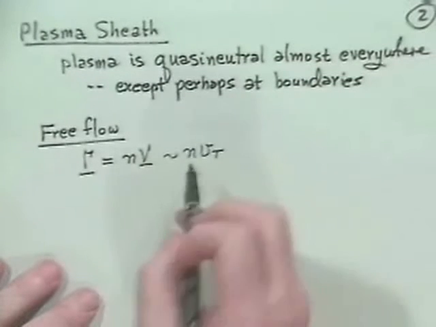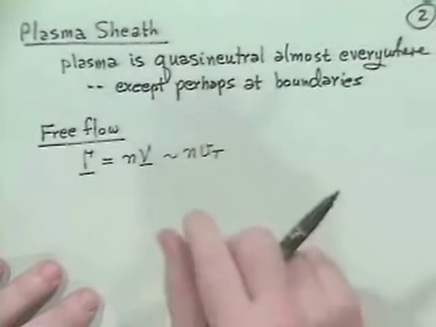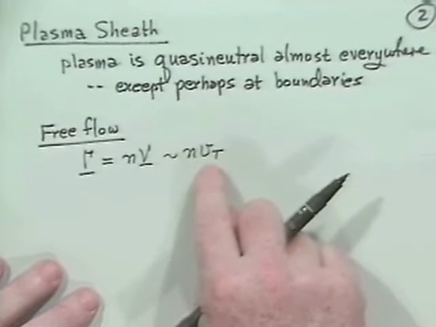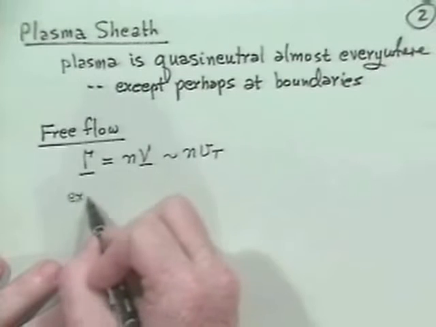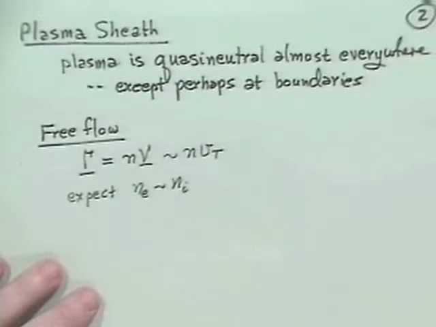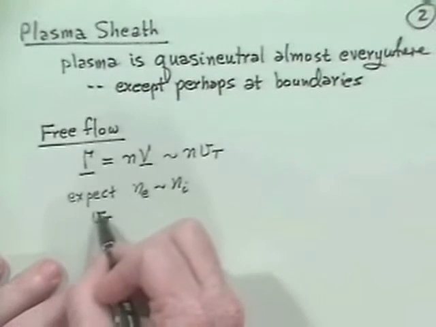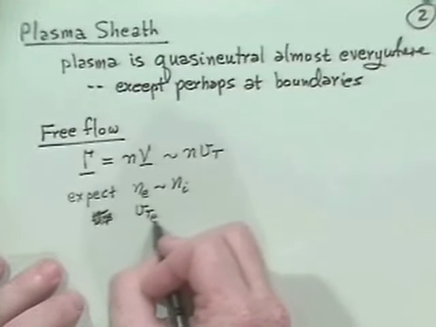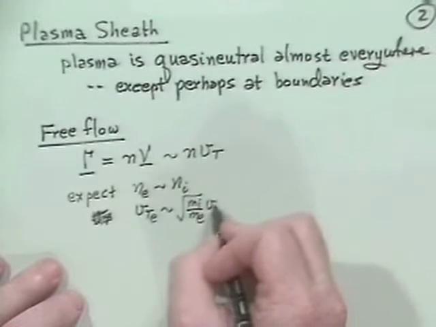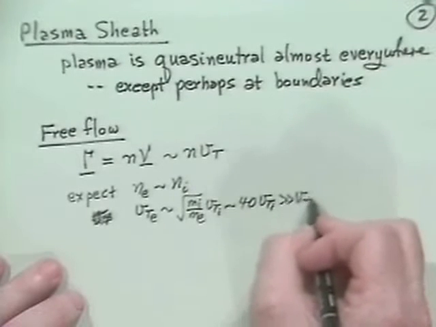Now, the question then is, what happens? Remember, because we're always looking for a potential buildup, do the ions and electrons do anything different? Well, more or less, we expect that Ne is of order Ni. If it's going to be quasi-neutral, it's more or less that way. But we also expect that the electron thermal velocity is of order the square root of the ion to electron mass ratio times V thermal ion. It's about 40 times the ion thermal velocity, much greater than V thermal ion.